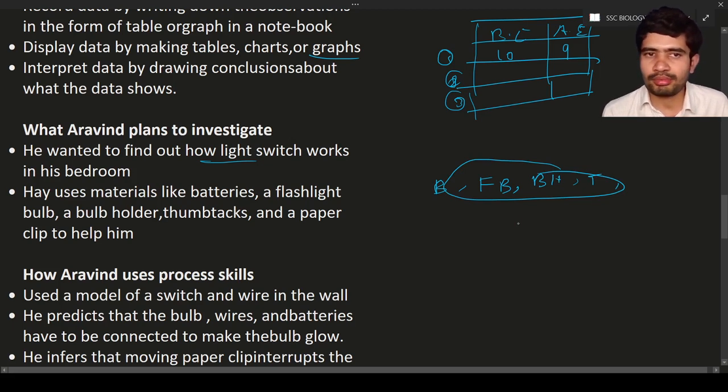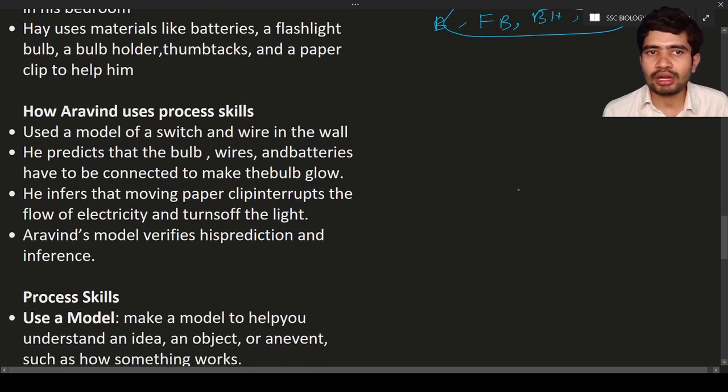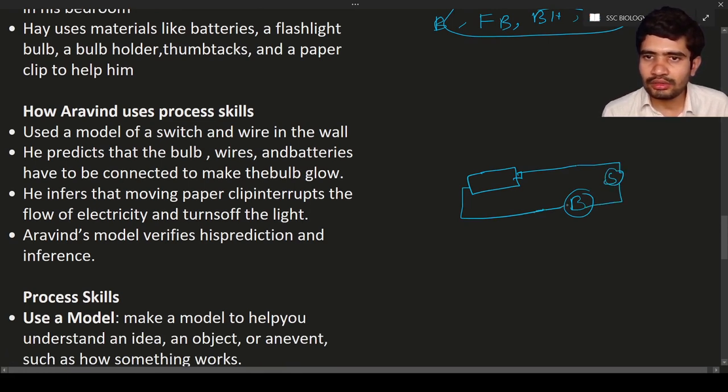And he uses the processing skills. Now how is he going to use the processing skills? He is going to use a model. First let us consider these are the batteries taken by him. So he's going to take the wires. So this is the bulb and here is the switch. So first of all, he took the switch. Instead of a switch he may take thumb tacks or thumb pins and so on.